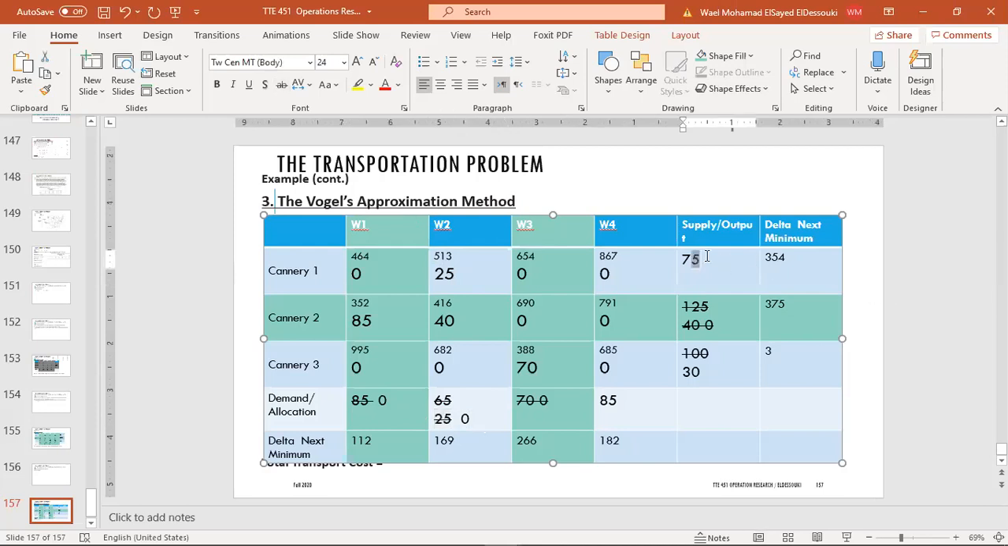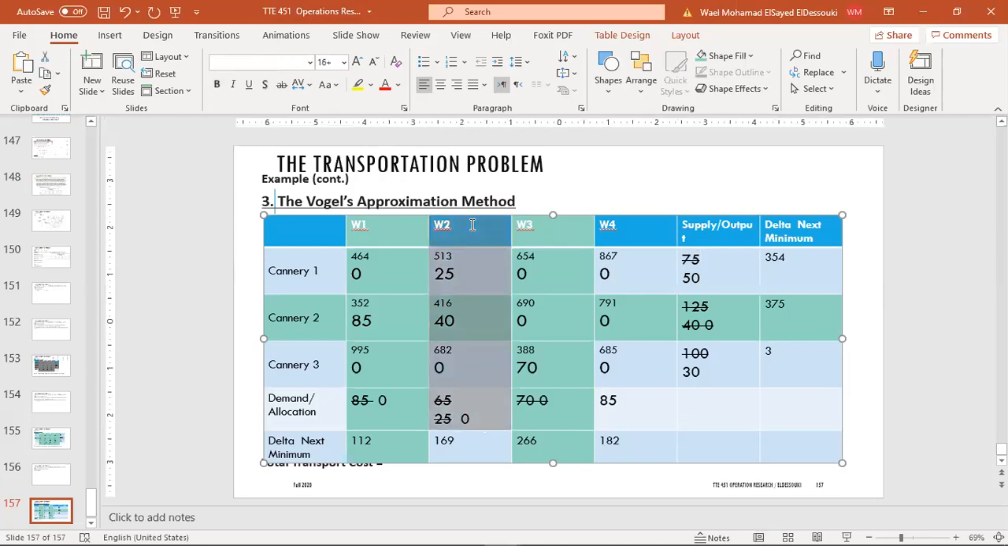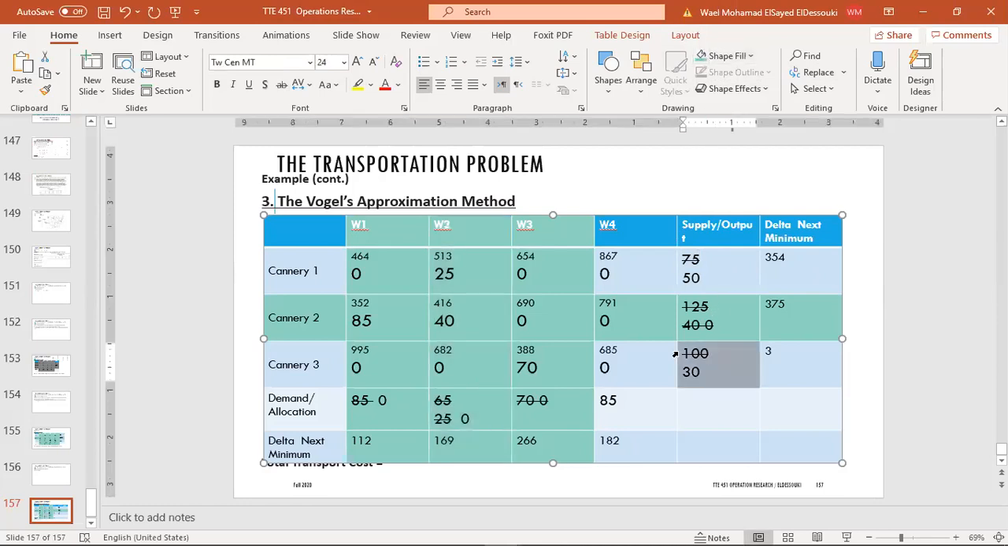And this 75 becomes 50, because we have taken 25 out of it. Okay, and this warehouse is fulfilled, so it gets crossed out. So here, where's the least cost or the minimum cell? Here we assign the maximum. It's going to be 30, and here is going to be 50. Okay, and this one becomes 0.